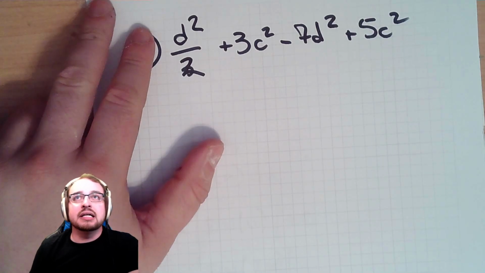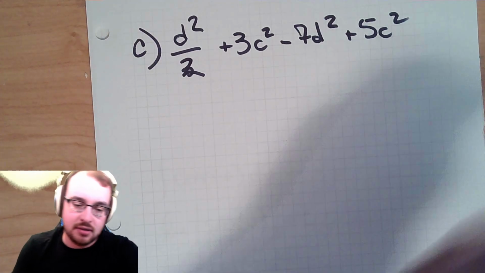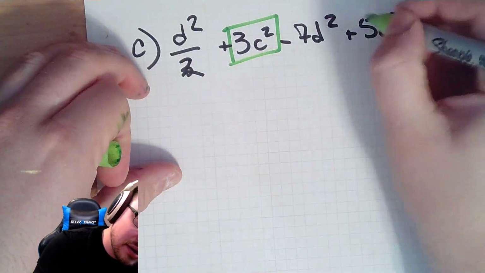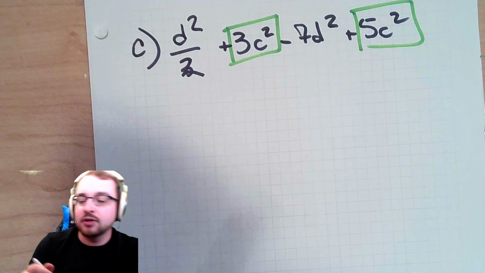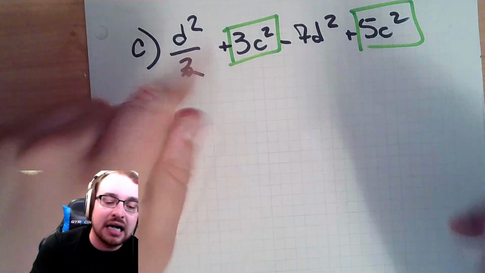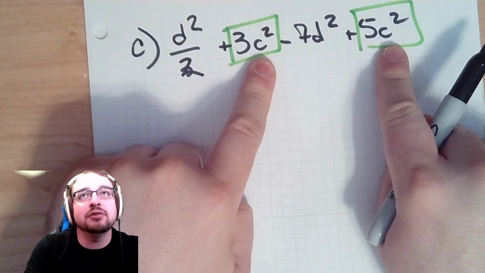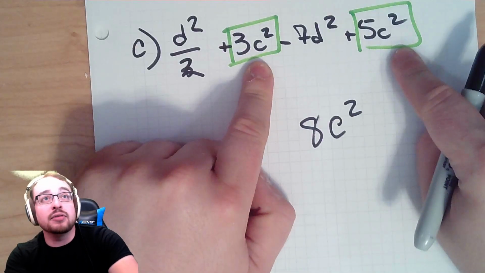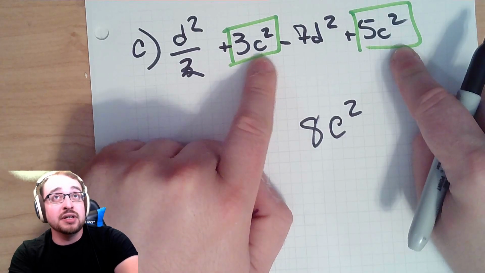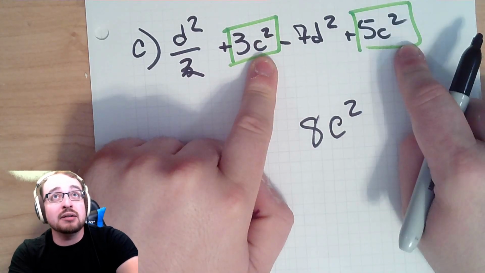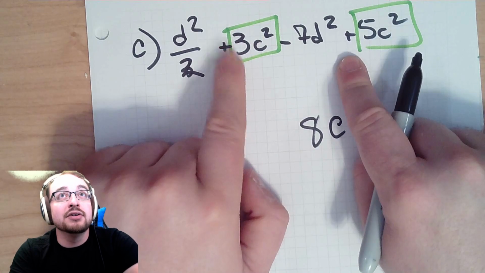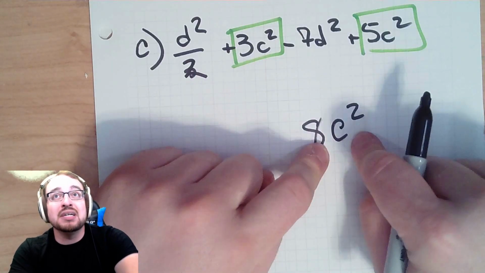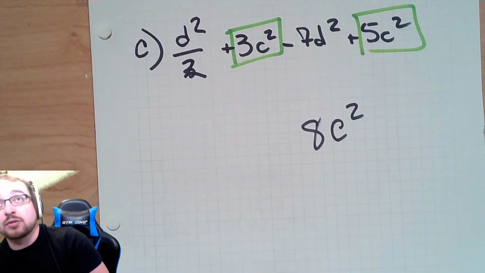So the hard part isn't this and this, because those are like terms. They're both c squareds. I have 3 of them. I'm adding 5 of them. How many total c squareds will I have? I'll have a total of 8 c squareds, and it's not c to the 4th, because remember, c to the 4th is c times c times c times c, and we're not timesing here. We're adding. So 3 of them plus 5 of them is 8 of them, 8 c squareds.